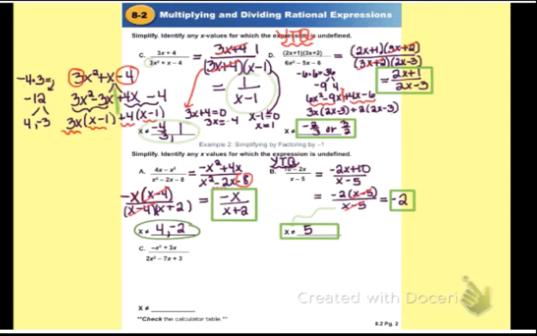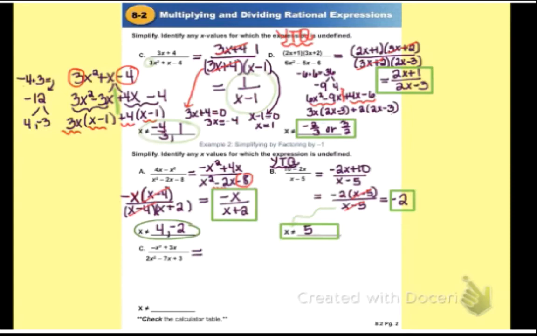And I saved example C for us to do together. Example C requires us again to do a little more complex factoring. So let's take a look at the numerator. If we look at the numerator, negative x squared plus 3x, the first thing I think about is two terms.